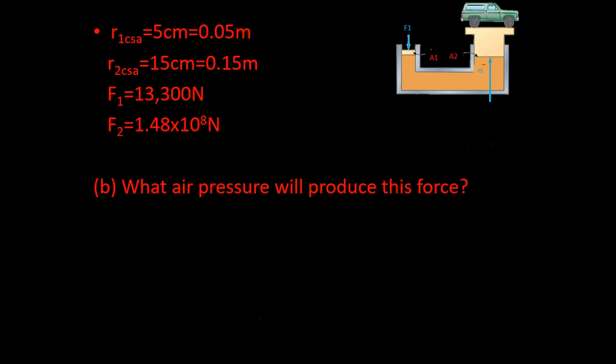Part B asked, what air pressure will produce this force? So we just calculated the force that we needed here, our 1.48 times 10 to the 8 newtons, to lift this vehicle. Now we want to know how much force we have to put in at this end to get this force out. Our pressure is going to be whatever F1 is over A1.